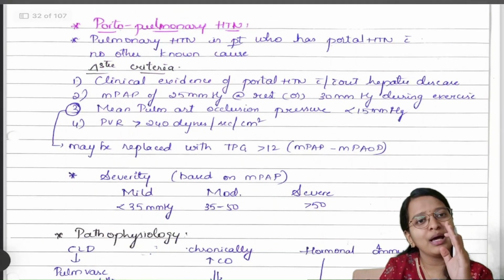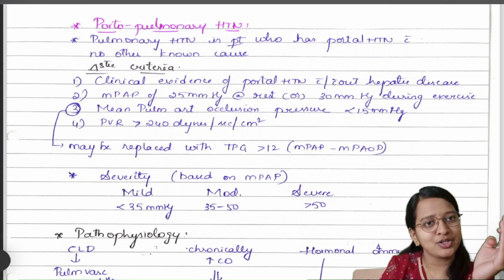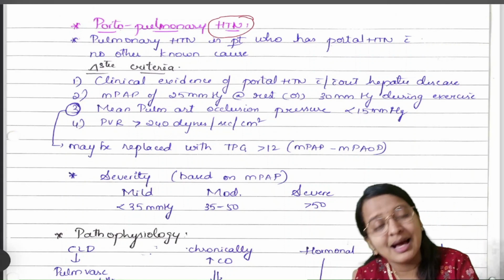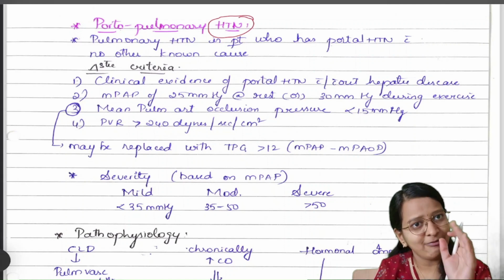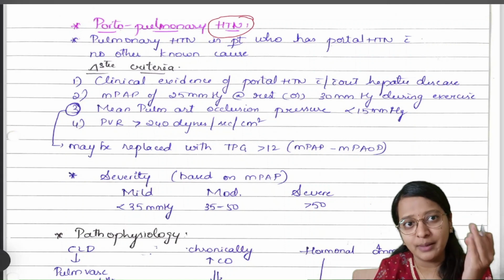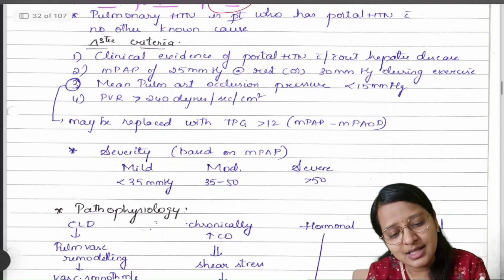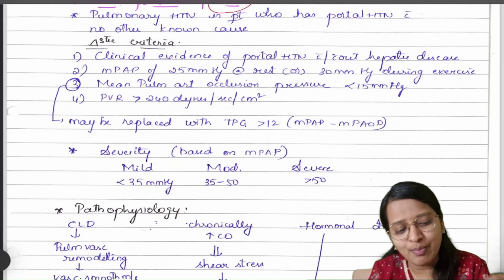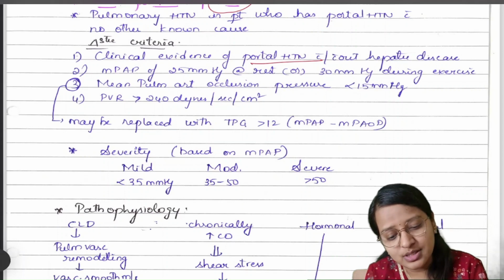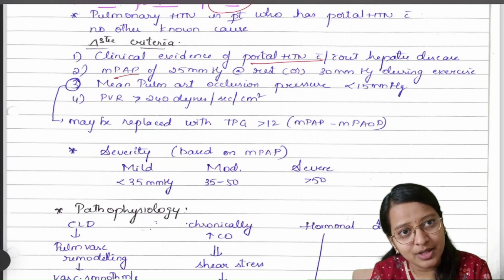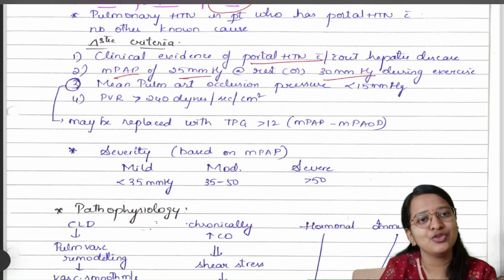The second one is portopulmonary hypertension, not hepatopulmonary syndrome. The name we have to remember here is hypertension, so we'll be talking more about pressures. It again has a liver component and a pulmonary component, but we will be talking about pressures. Diagnostic criteria include evidence of portal hypertension, that is your liver component. The pulmonary component includes a mean pulmonary arterial pressure of 25 mmHg at rest or 30 mmHg during exercise.